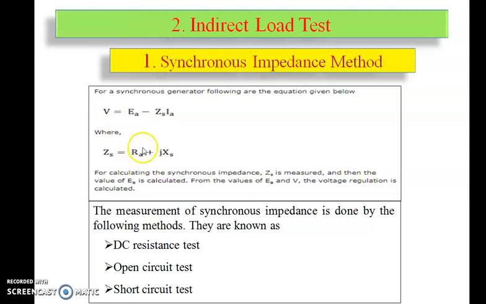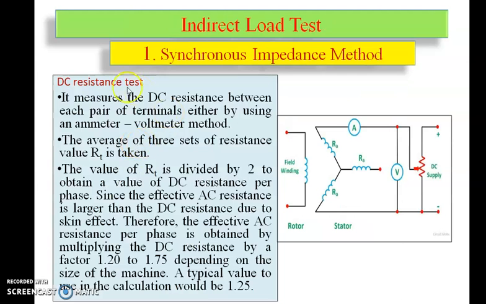Okay, so firstly we are finding this RA by using this DC resistance test. Okay, now simply you can take a multimeter directly to find out the values of resistance, or instead of a multimeter you can use the ammeter voltmeter method. Okay, simply we have to apply a low DC voltage to the armature winding of the generator so that you can measure the voltage, current and the armature resistance.